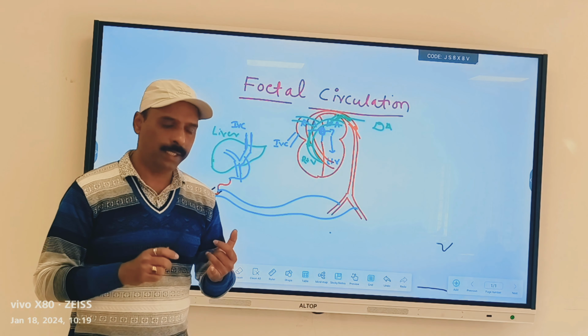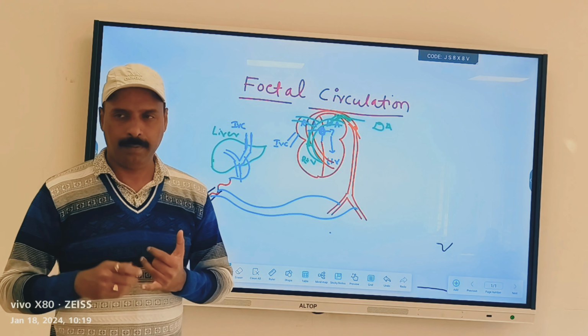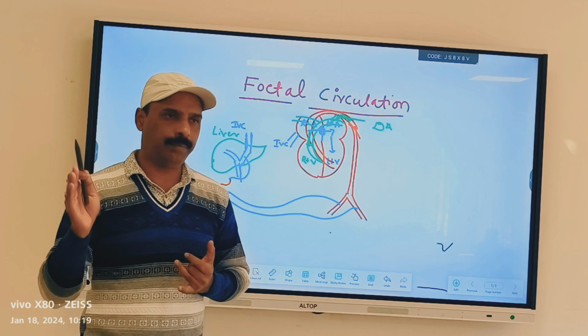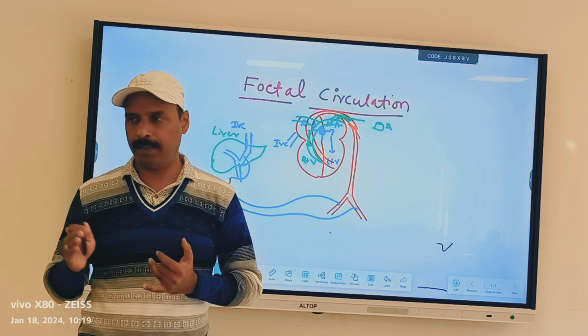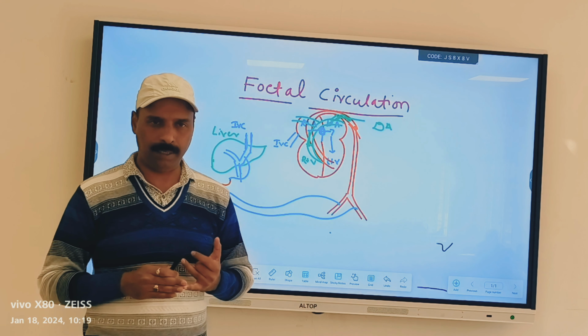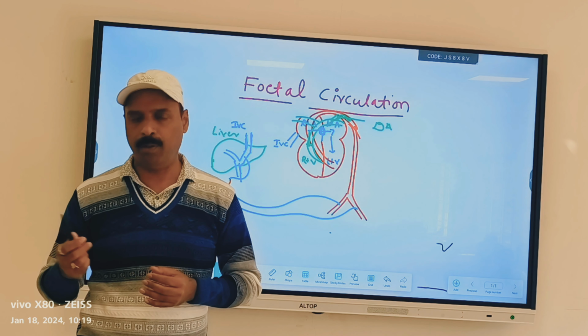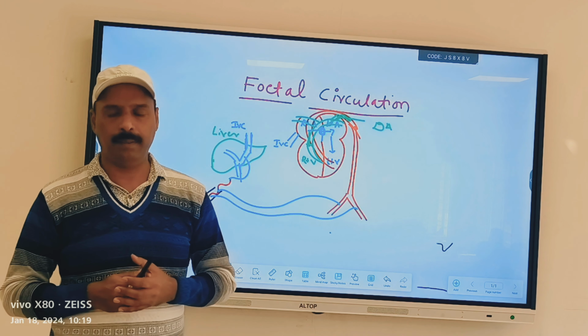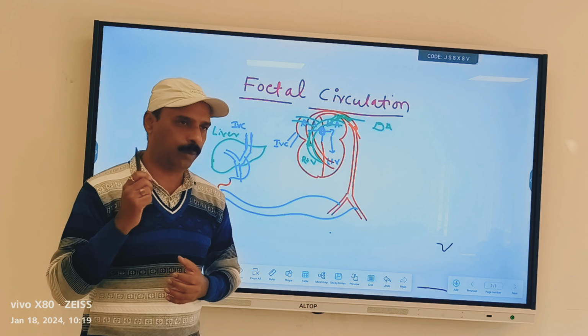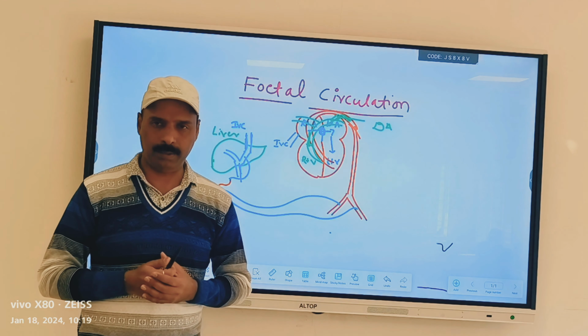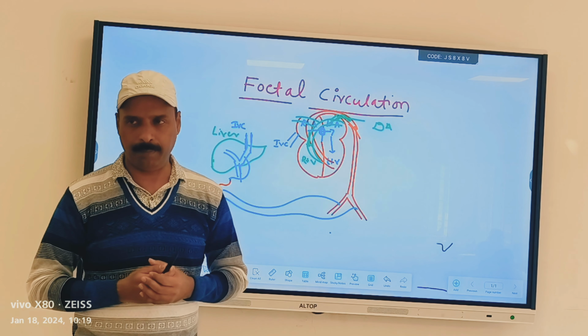I have told why it is important. Then I have told the differences between the systemic circulation and fetal circulation, and the three important structure names you have to remember: ductus venosus, foramen ovale, ductus arteriosus. You have to remember these now.